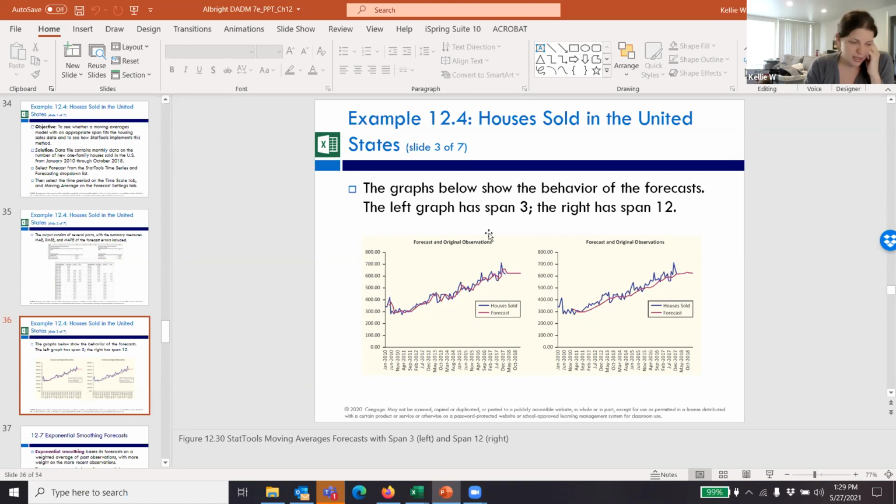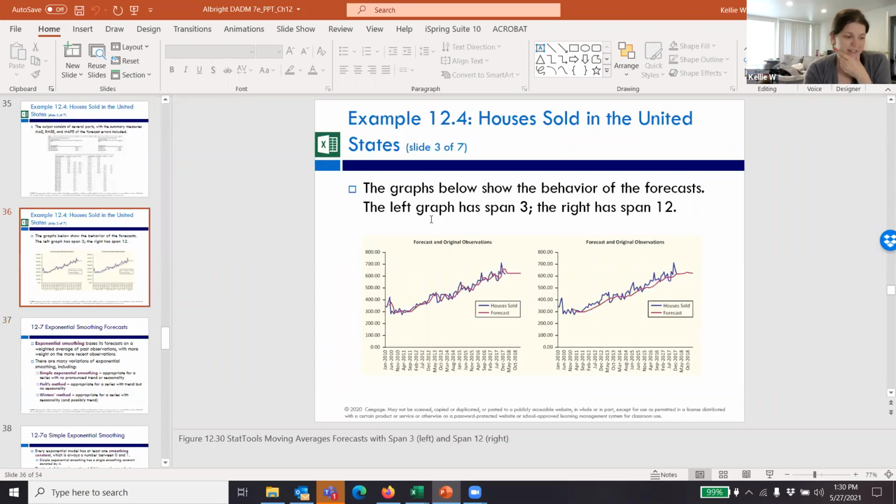And because they have a really low span, they did a moving average over the last 3 months. So if you plot that moving average over the last 3 months, you still get a very noisy forecast. If they do a span of 12, so they take the moving average over the last year and plot that, you get this line that's a lot smoother here. So this is a good example of how the span affects your forecasting.